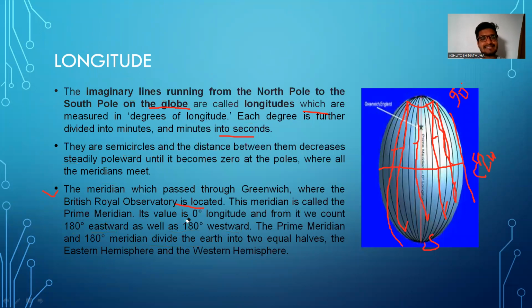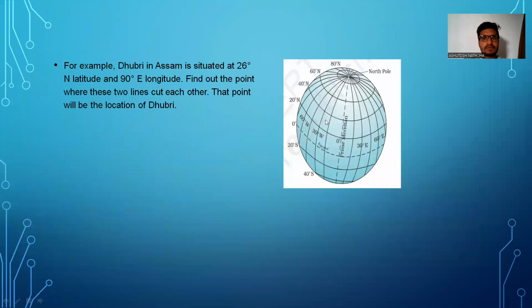So basically this is about longitude, and we can discuss longitude in detail. So now we can move further. Now students, for example, Dhubri in Assam is situated at 26 degrees latitude and 90 degrees east longitude. Find out the point where these two lines cut each other. That point will be the location of Dhubri.